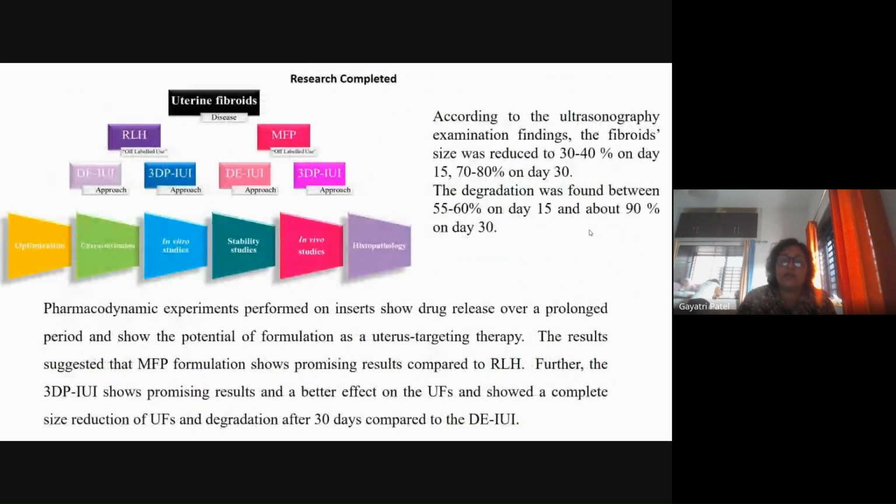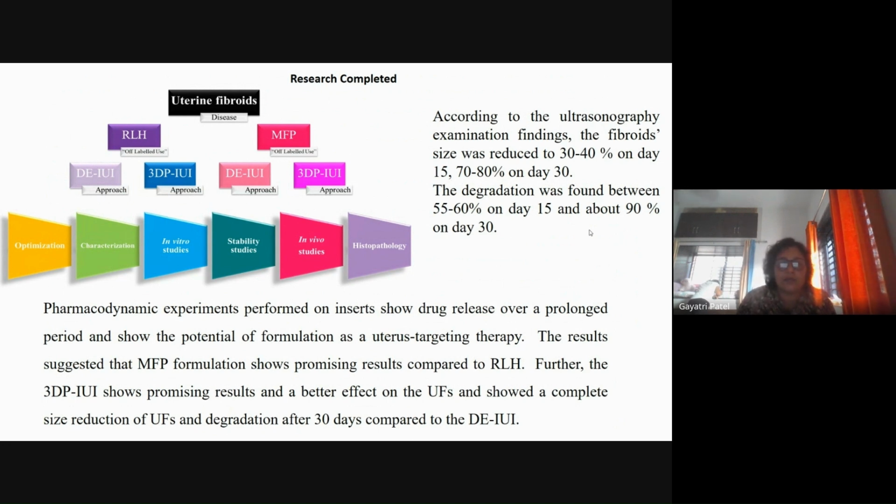Now here I would like to give you a glimpse of my research, which was already completed by the PhD scholars. We have targeted uterine fibroids, where we are working on off-label use of raloxifene and mifepristone. We worked with two approaches: a simple drug-eluting insert made by melting, and a 3D printed object, which we name the intrauterine device.